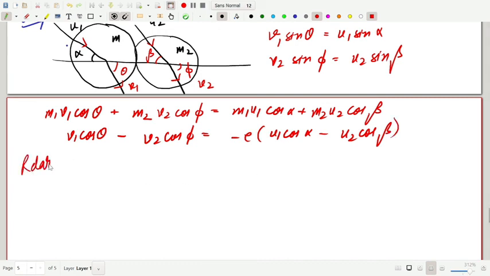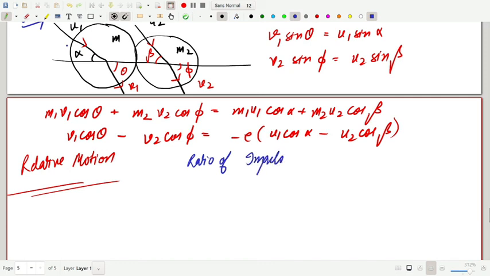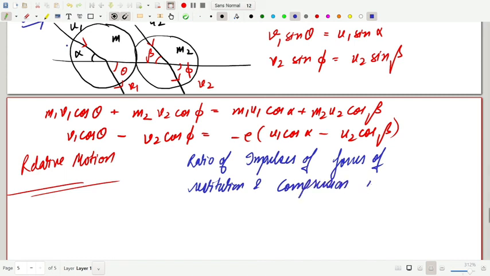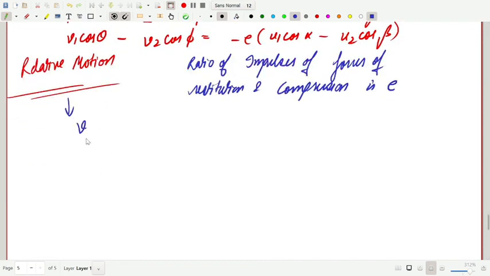Let's talk about relative motion. In the above case we also have that the ratio of impulses of forces of restitution and compression is e. Relative velocity of P with respect to Q is equal to velocity of P minus velocity of Q.